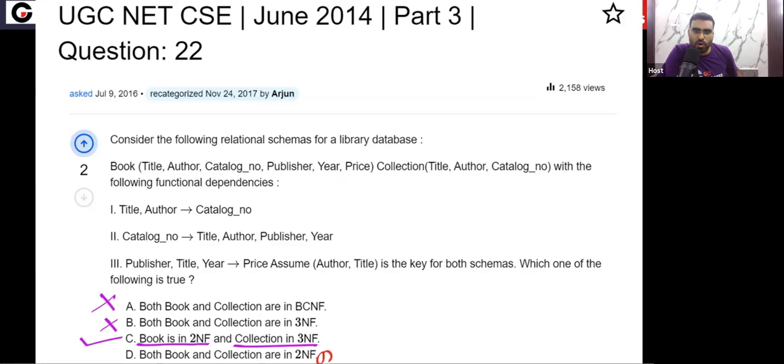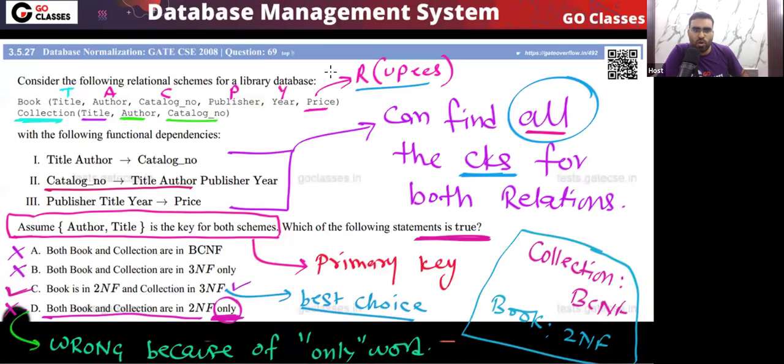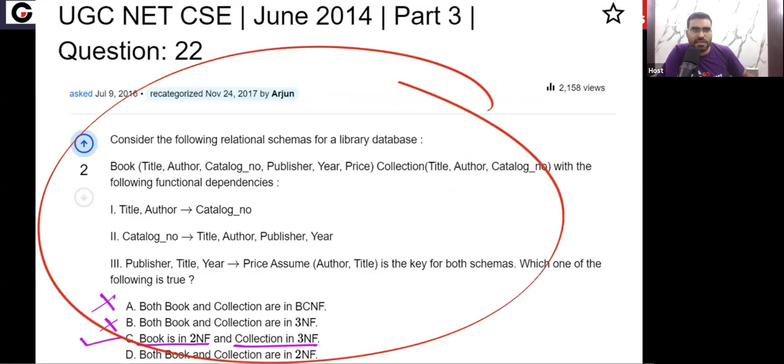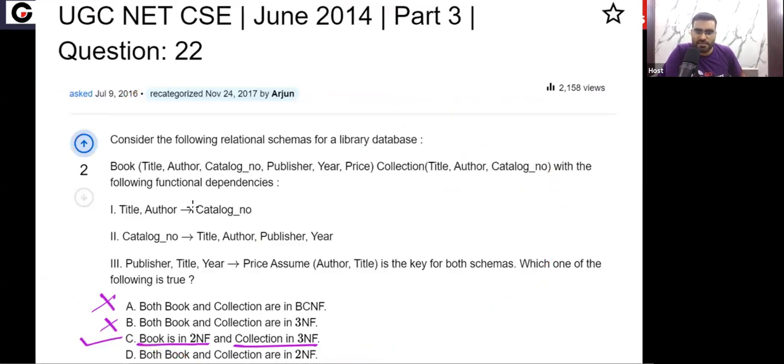They did not copy the word "only". Yes or no? Did you notice? The UGC NET people are copying the GATE exam question, but at least copy it as it is. They are not copying as it is.